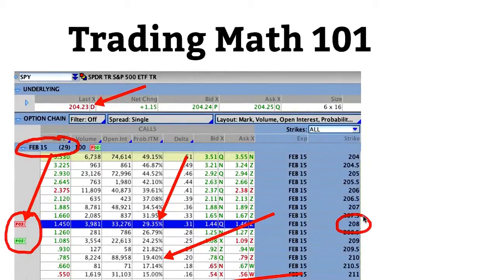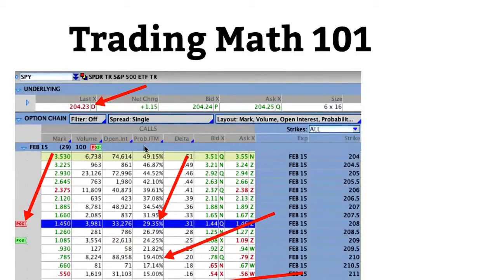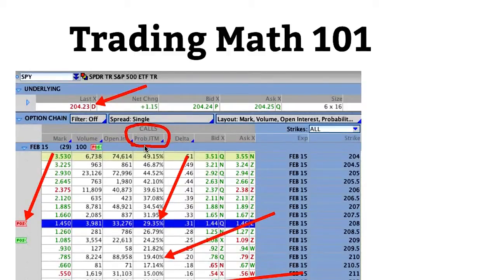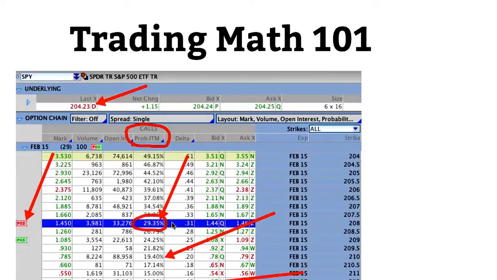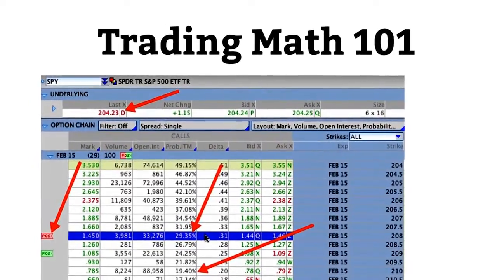So again, the stock is trading at 204, and we're trading options all the way out at 208. Based on all the trading history of SPY at this point and all of the volatility in SPY at this point, the probability of our option being in the money at expiration, again using that distribution graph that we looked at a couple slides ago, the probability right now, hard numbers, that our option is in the money at expiration and loses is 29.35%. So the probability that a stock goes up to our level and closes above that level is 29.35%.